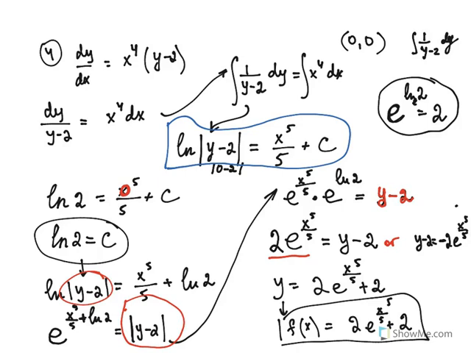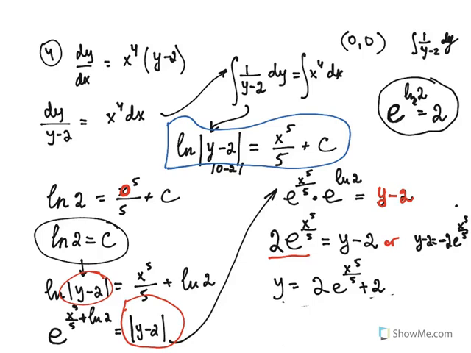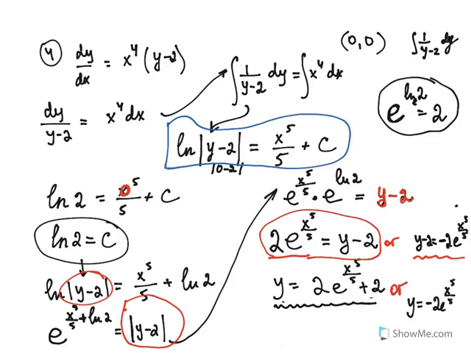And when you solve, I don't have enough space here, so I'm going to erase the last part. So then we get y equals 2e to the power of x to the fifth over 5 plus 2. That we got from this equation. Or, now let's use the second equation. We're going to get y equals negative 2e to the power of x to the fifth over 5, I'm sorry, plus 2. Yep, plus 2. All right.